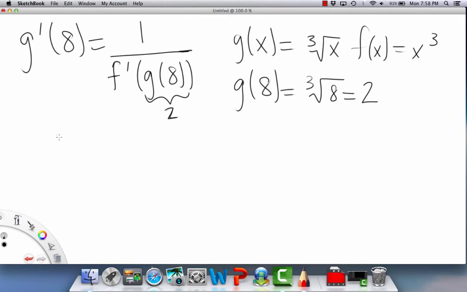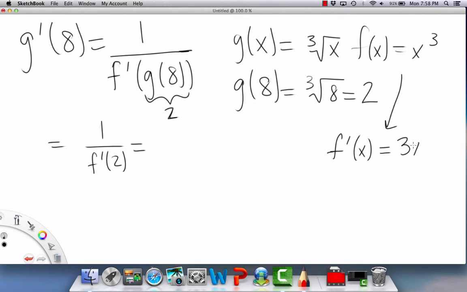And then we can just rewrite this real quick: 1 over f prime of 2. See, now it doesn't look so intimidating. So now we have to figure out what f prime of 2 is. f of x we know, so f prime of x is just the first derivative, 3x squared. And when we plug in 2, we get 3 times 2 squared, which equals 12.